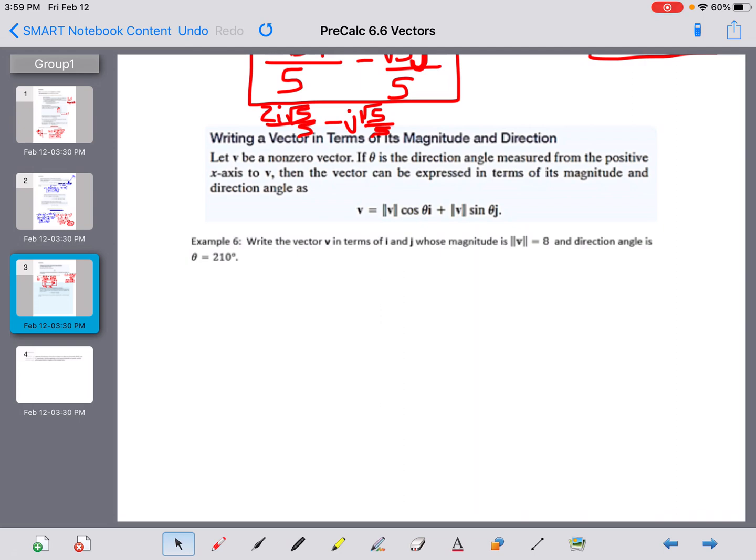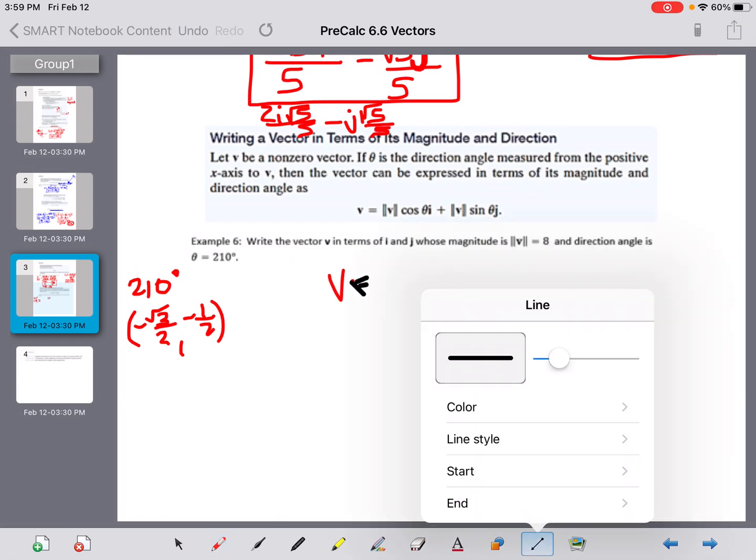So we're going to write this vector v in terms of I and j when the magnitude is 8 and the directional angle is 210 degrees. So 210 degrees as an ordered pair is, that's my 7 pi over 6, negative radical 3 over 2, and negative 1/2, getting that from my unit circle. So I'm going to do the magnitude.